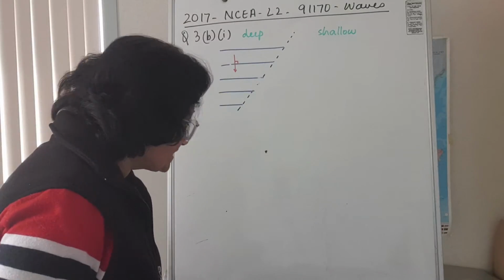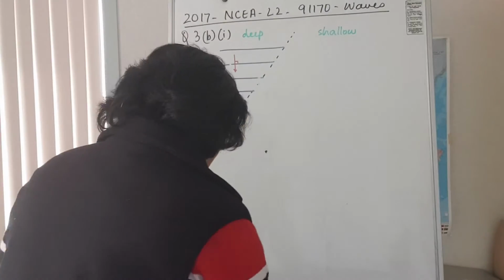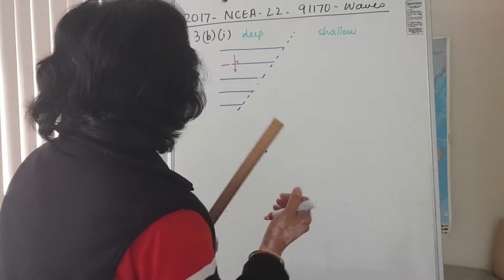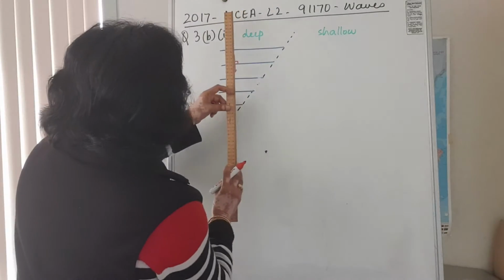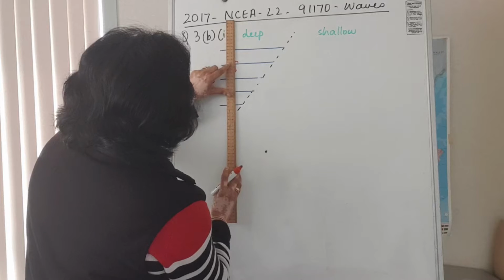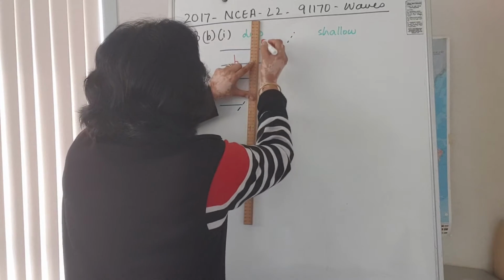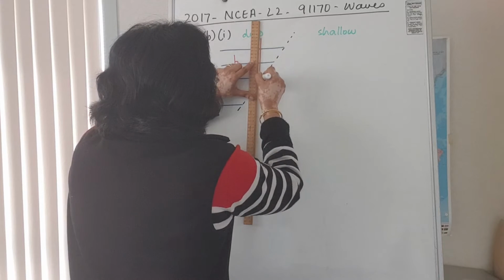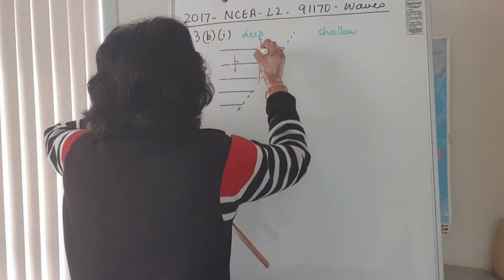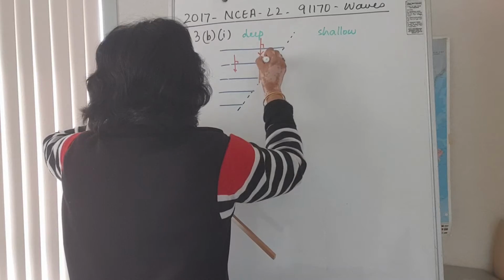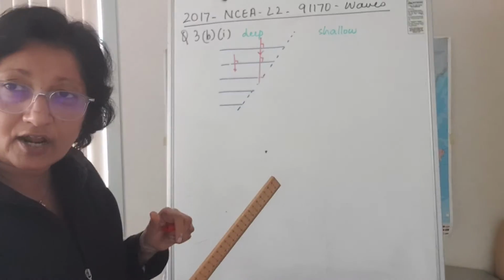Okay, so there are a couple of things you need. You need a ruler. The first thing that I do is translate the direction in which the waves are moving to some point over here, which is along the dotted line, and the direction in which the waves are moving is always at right angles to the wavefronts.